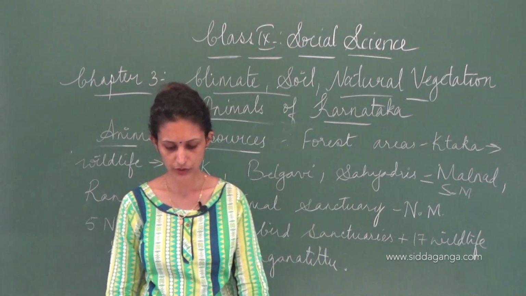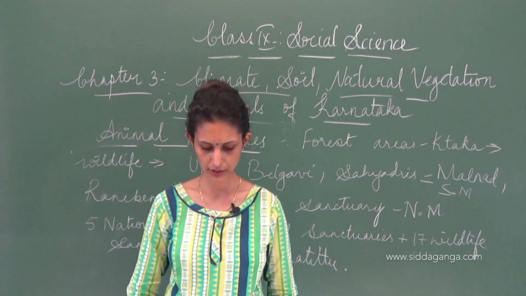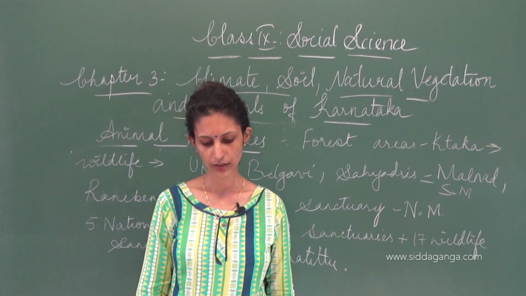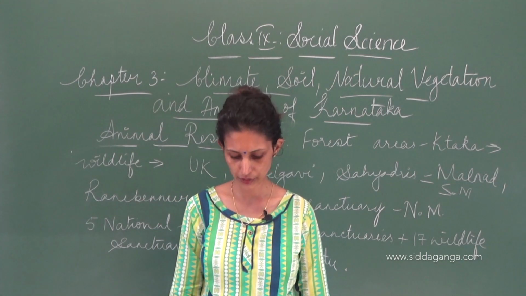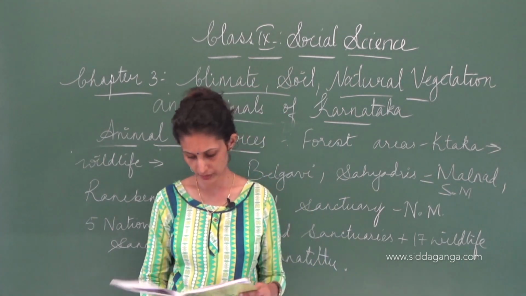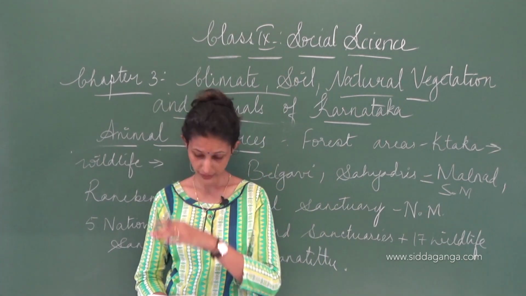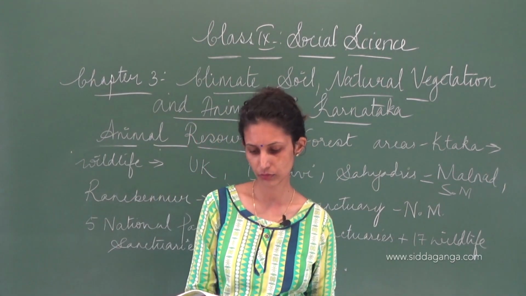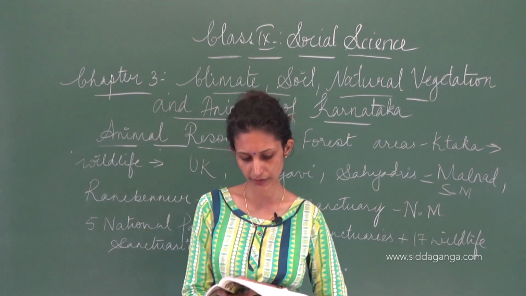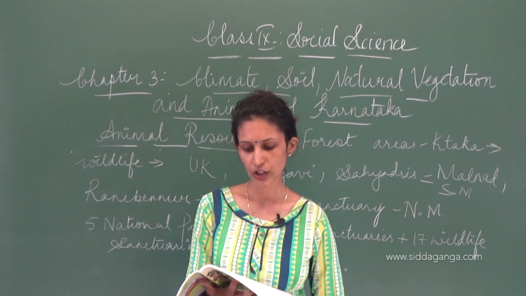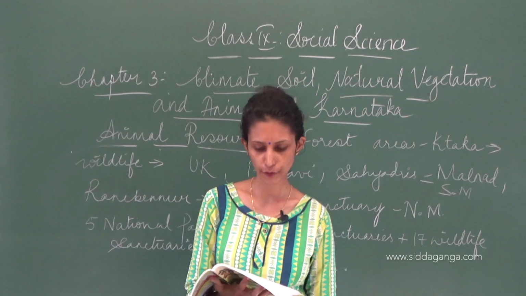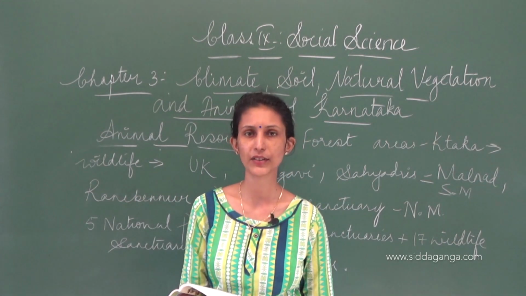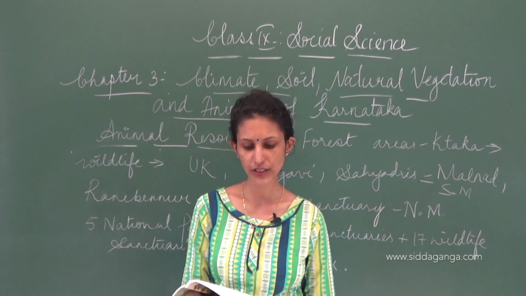So this was the lesson, students: climate, soil, natural vegetation and animals of Karnataka. Go back to page number 97. We will see what you have to mark. See, in the map on page number 98 also, you have the distribution of rainfall. Look at it carefully and understand which areas or which districts get a lot of rainfall, which districts don't get.